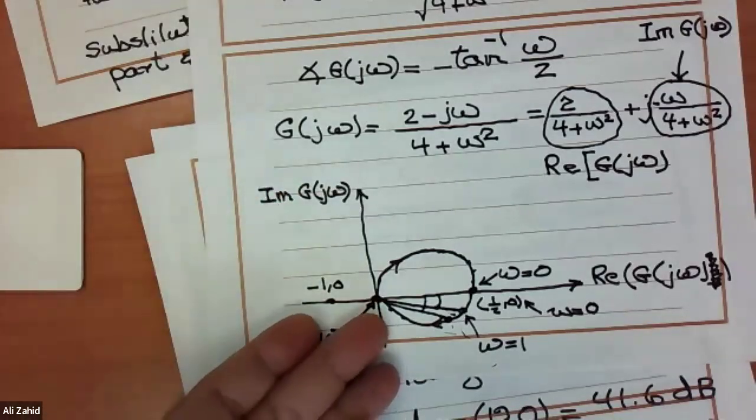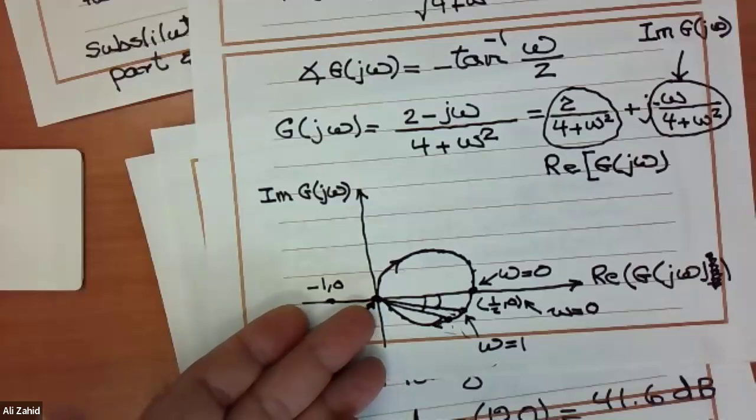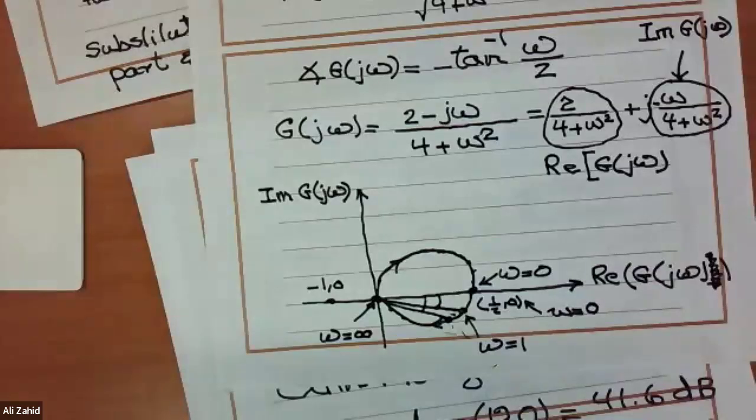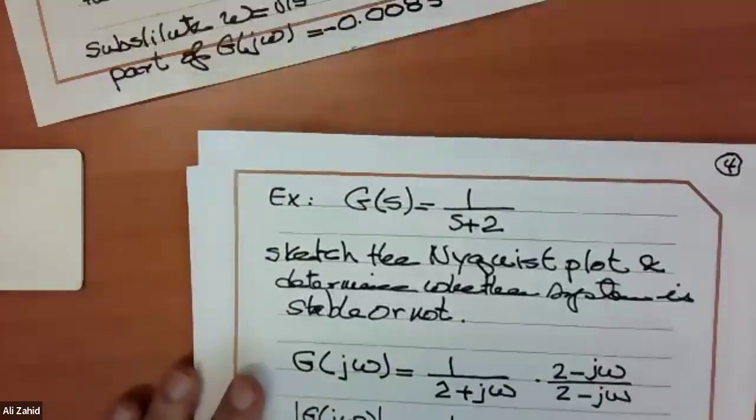By the way, will it ever get to minus 180? No. Why not? Correct. We'll never get to minus 180. Why not? Look at the phase angle. It never goes to the left-hand side.